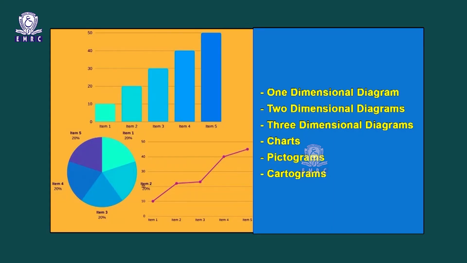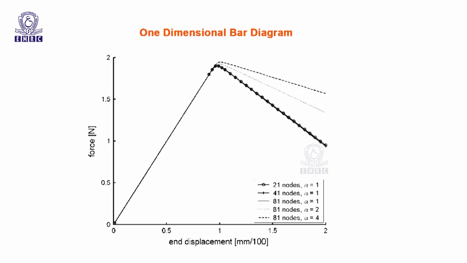Generally, diagrams are classified on the basis of their length, width and shape. There are various types of diagrams, namely one-dimensional diagrams, two-dimensional diagrams, three-dimensional diagrams, charts, pictograms, cartograms, etc. Now, let us discuss the important type of diagrams which are more frequently used in social science research in general, particularly in business research: the one-dimensional bar diagrams.